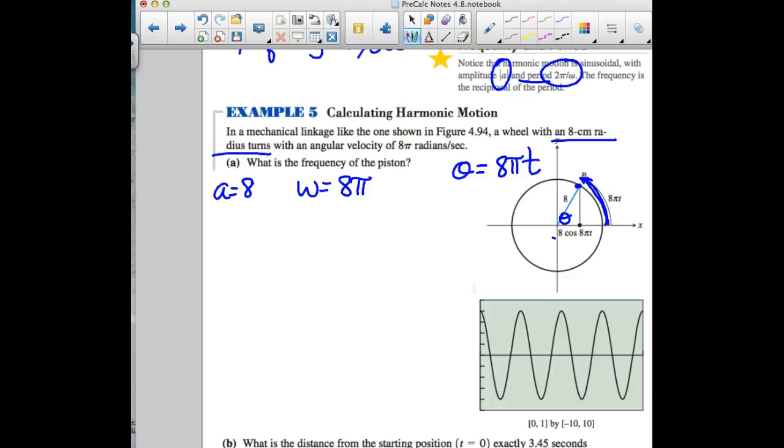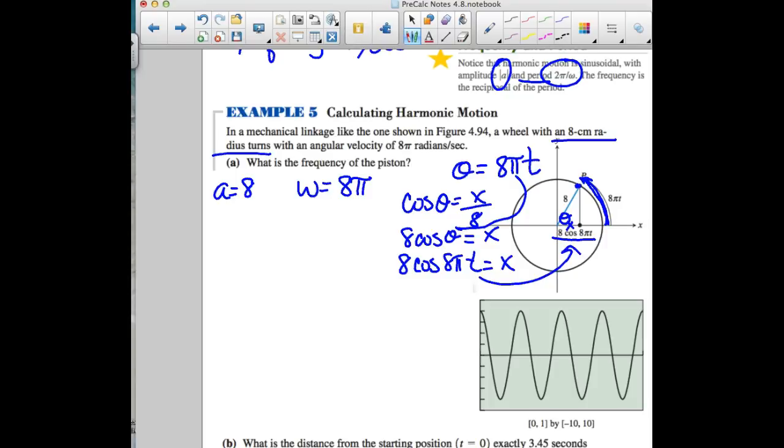Now, pretend we do not know this piece right here. Let's just call this an x for that side dimension. If we were to figure out what x equals, we have a triangle with a radius or a hypotenuse of 8, and we are looking at the adjacent side. So we could say the cosine of that angle is x over 8, or 8 cosine theta equals x. And now if we substitute in our value for theta, we have 8 cosine of 8 pi t equaling x. And that's where that came from. So the distance that this point here is moving on a number line, that position it's in, that d value, is going to be based on this equation. D equals 8 cosine of 8 pi t.